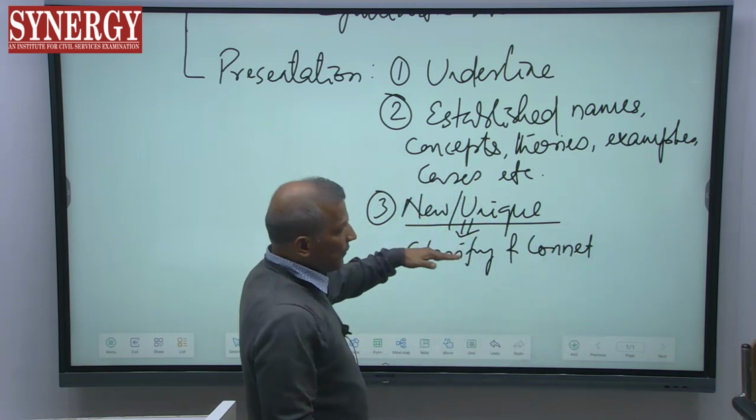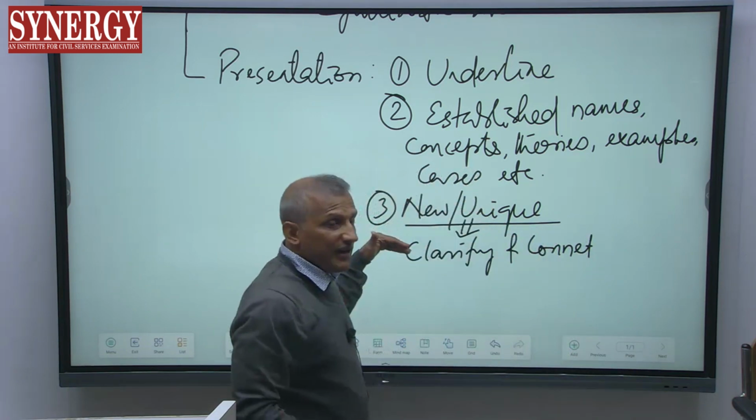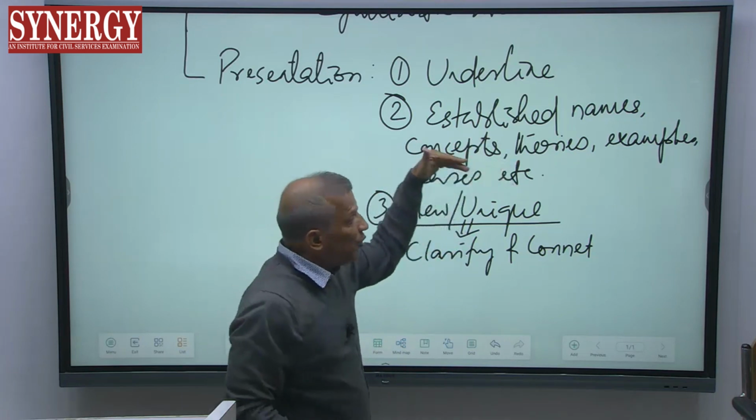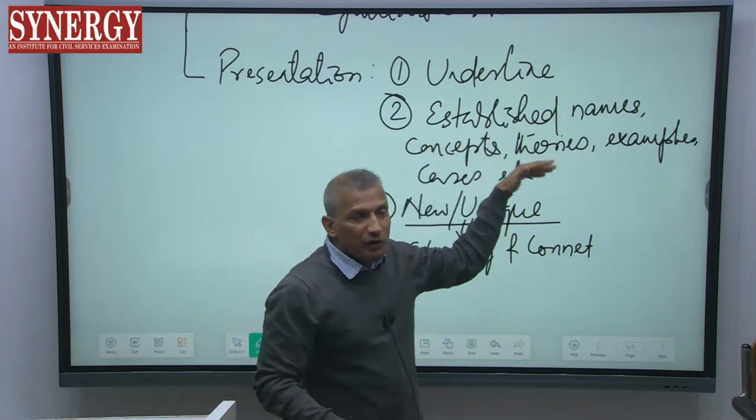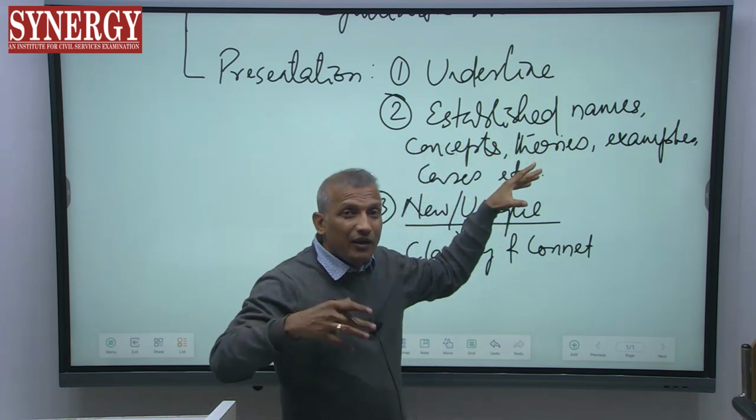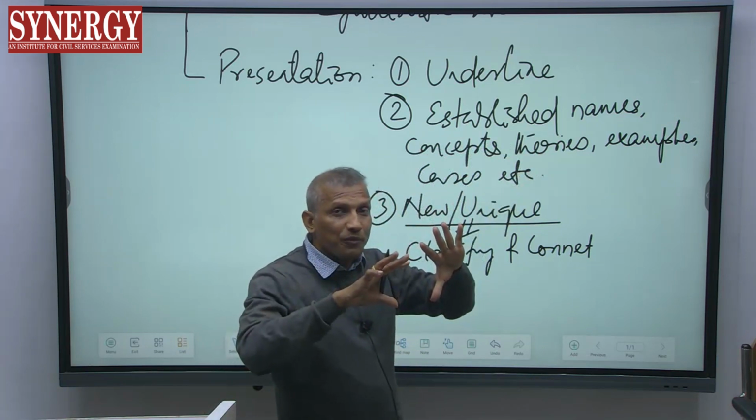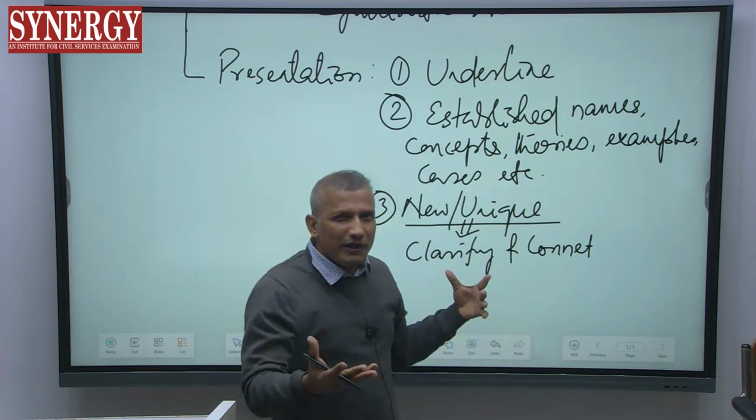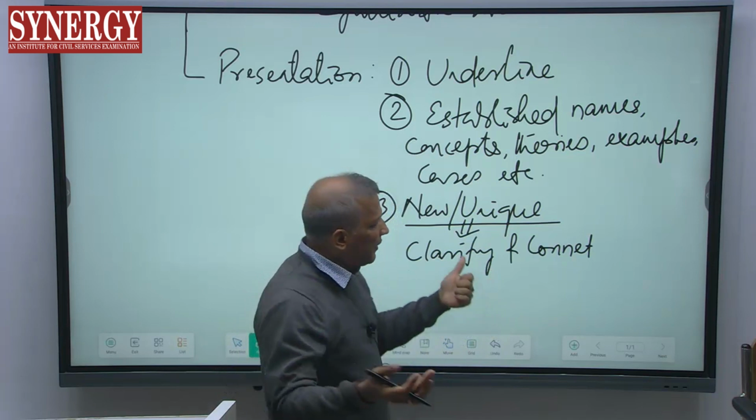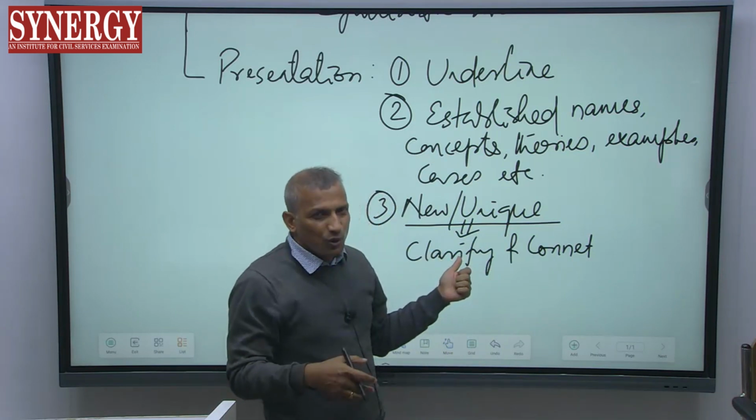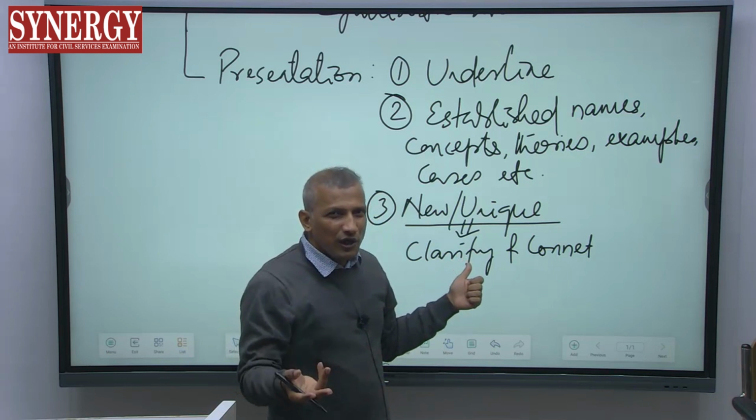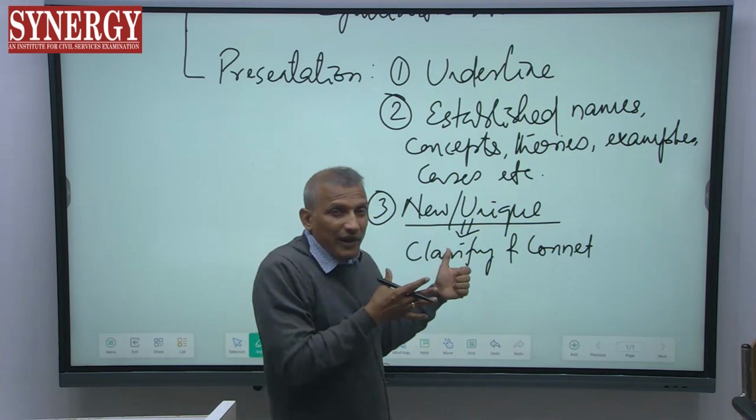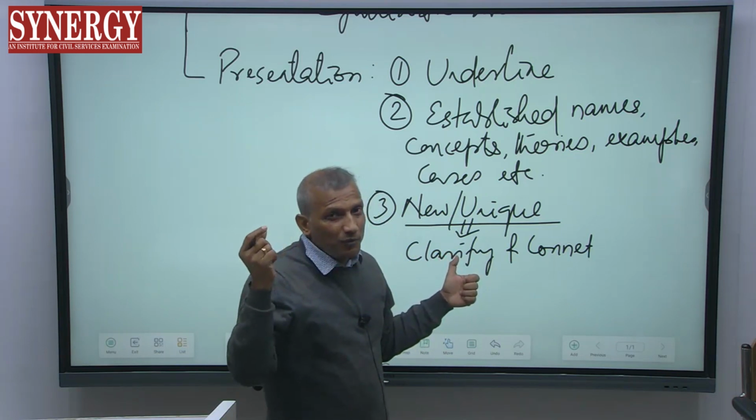You clarify those, connect to your existing explanation, and do that only when you have already written established names. Because the moment you write established names and examples, or you have written your answer by referring to some established knowledge, that gives you credibility. And once it gives you credibility, they become more accepting of your new or unique thing if you are writing it. And again, when you are writing this new and unique thing, you should clarify what it is and nicely connect it to the theme of the answer.